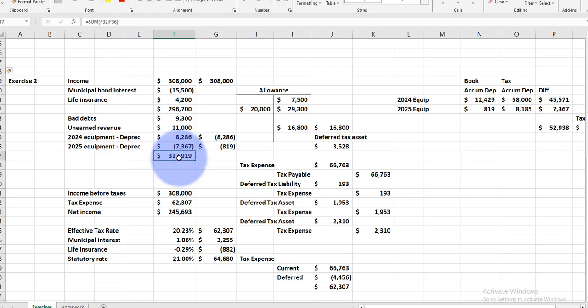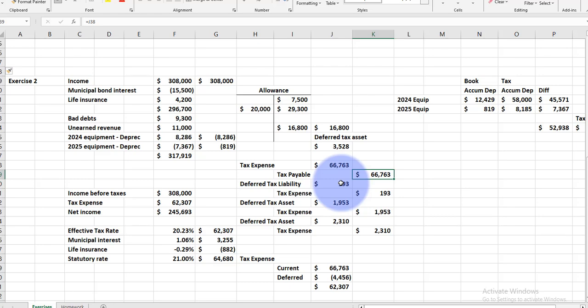So tax return shows taxable income of $317,919. In this case, because of these differences, we actually end up with more taxable income than we had on our income statement. All right. So tax expense and tax payable is 21% of the $317,000 taxable income. There's our journal entry.